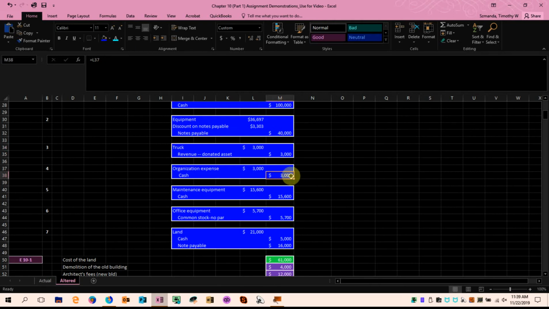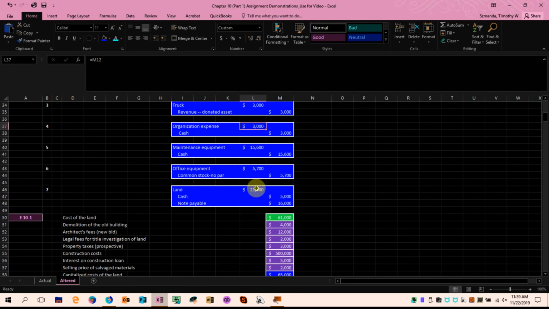Number 4, we have organization expenses. And this was the lawyer fee of $3,000. So we paid cash of $3,000 for credit, and then we have the expensing for the income statement for the organization costs. Down to 5, purchased maintenance equipment, purchase price of $15,000. We have to add in the freight charges, as we said earlier.